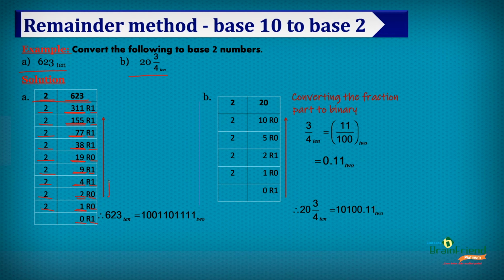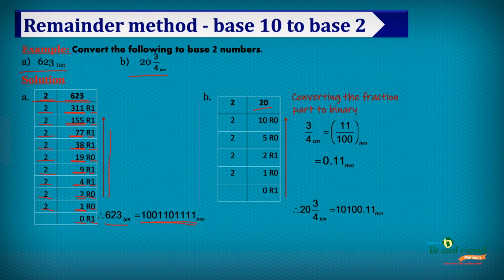So we take our numbers just in the direction of the arrow you can see, and we list out these numbers in this manner. So we have 1, 0, 0, 1, 1, 0, 1, 1, 1, 1, base 2. So the number 623 in base 10 is equivalent to this. Now moving on to the next example where we have 20 whole number 3 over 4. We are going to take the whole number first, which is 20. And in the same manner, we will keep dividing the number 20 by the number 2 until we have nothing left.